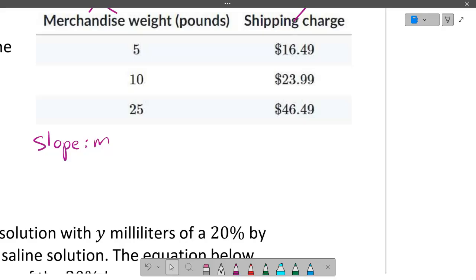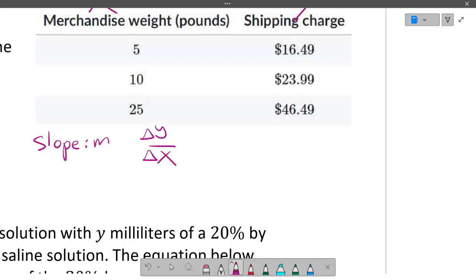That'll give us a ratio of charge to weight, but it's not going to give us the rate of change. And the emphasis there is change. Okay, so you're on the right track. It does have to do with the ratio of y over x, but more specifically, it's the amount of change in y divided by the amount of change in x.